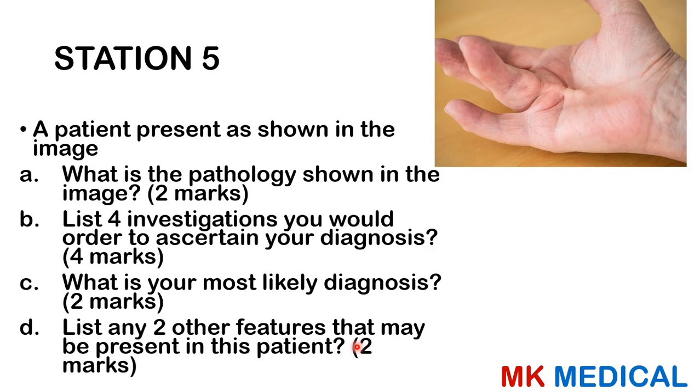Coming now to station 5, a patient presents as shown in the image. What is the pathology shown in the image? List 4 investigations you would order to ascertain your diagnosis. What is your most likely diagnosis? List any 2 other features that may be present in this patient. So you may pause your video right now, and here comes the answer.